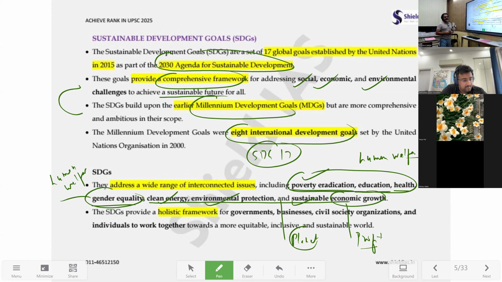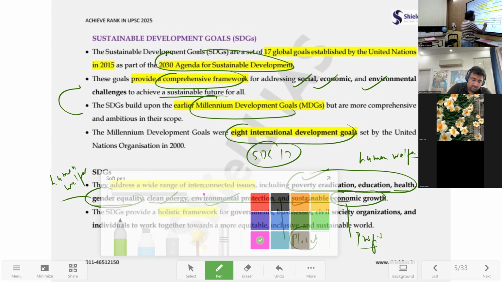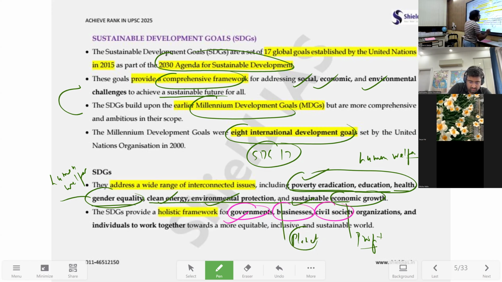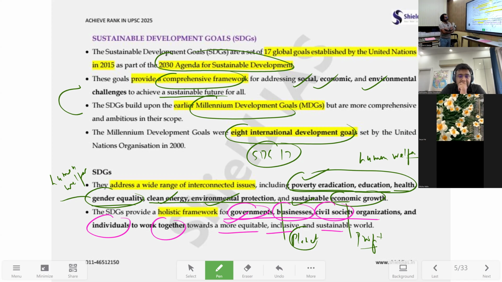So hence these are the frameworks which should be bringing all the stakeholders together for a uniform action. Now, the SDGs provide a holistic framework for whom? For the governments, businesses, the civil society organizations, and the individuals. And whenever we talk about development of any kind, whenever we talk about governance changes of any type, we have to include the government, we have to include the business, we have to include the civil society or community organizations, and definitely all the individuals. Okay, so these are the four major stakeholders to work together towards a more equitable, inclusive, and sustainable world. Equitable and sustainable, so SDGs.